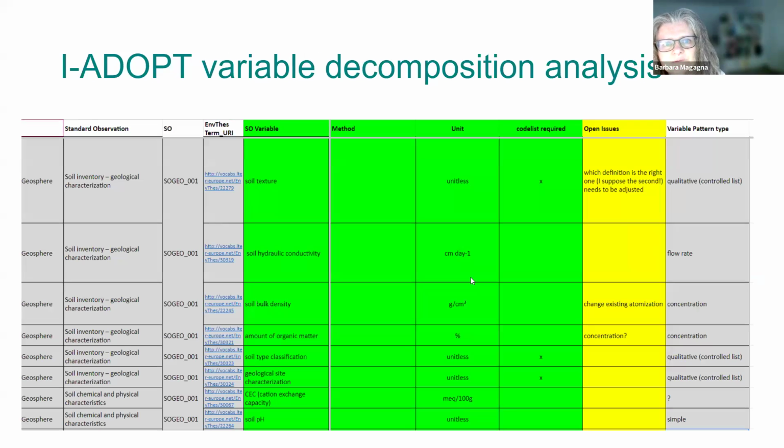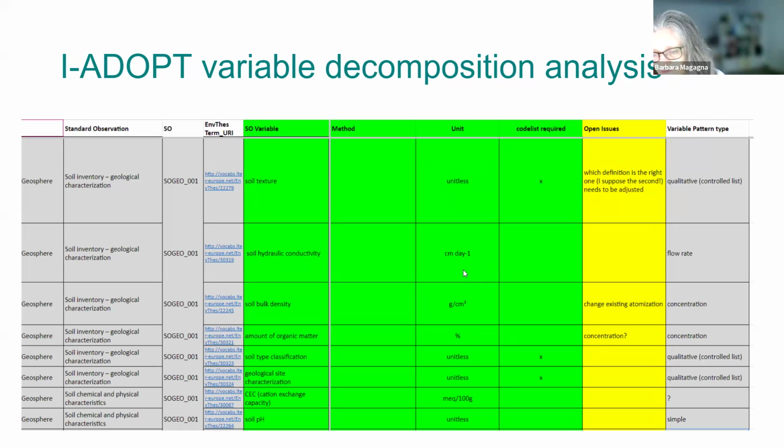So to be able to decompose variables, we need to analyze them first. And for this process, we really need to know more about the method and the units that are applied, because the property may change considerably depending on the method and also the unit that is applied. Without this, it will be too fuzzy and really difficult to do.